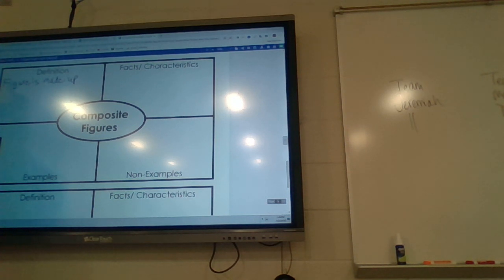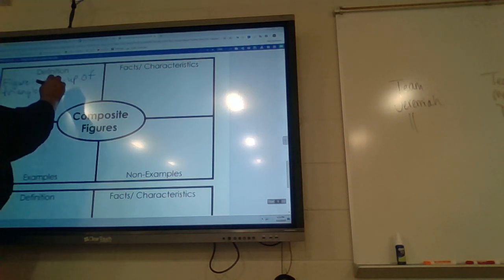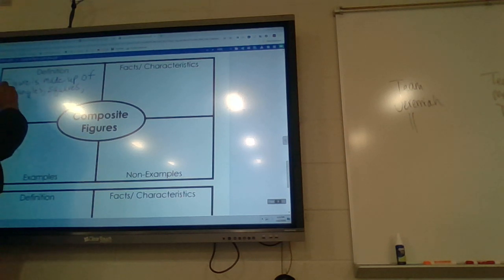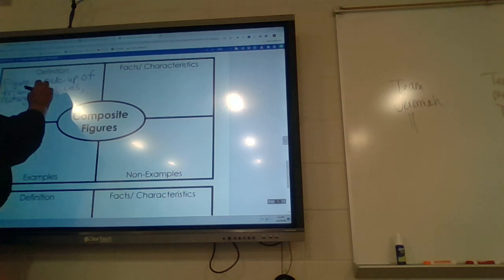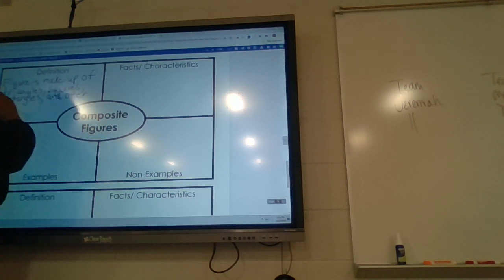So you're going to read figure is made up, and then you're going to write that. Of triangles, squares, rectangles, and other two-dimensional figures.